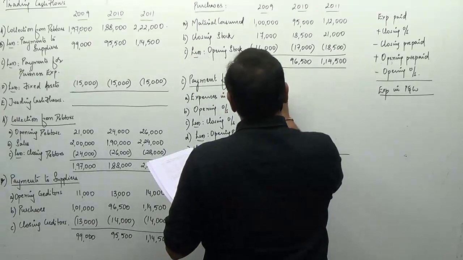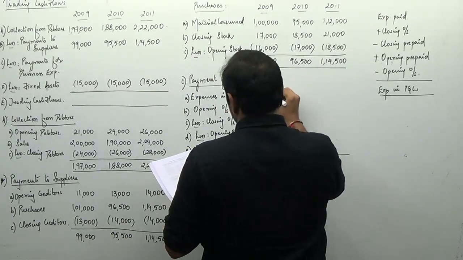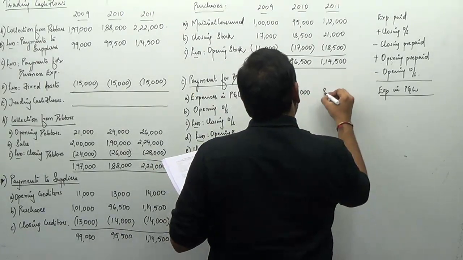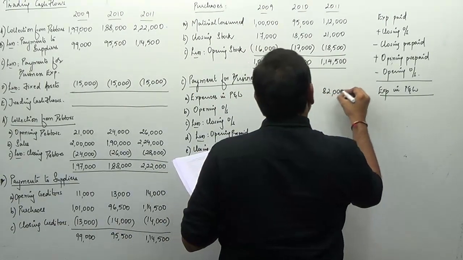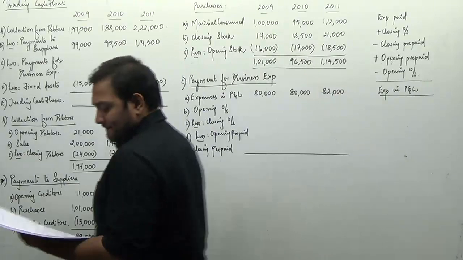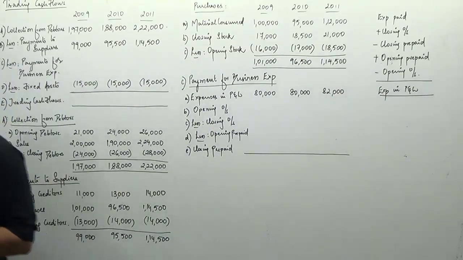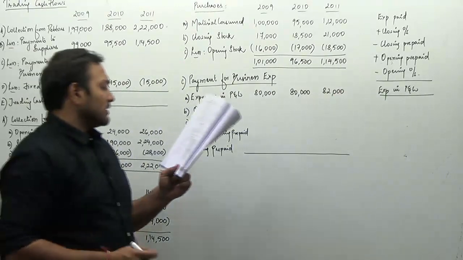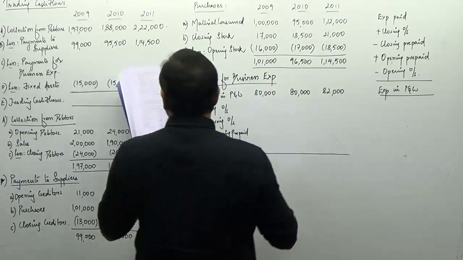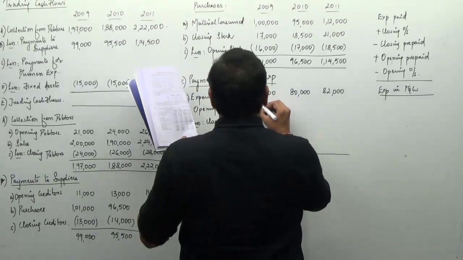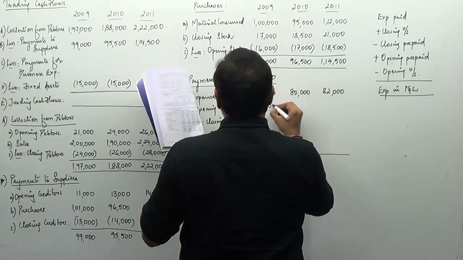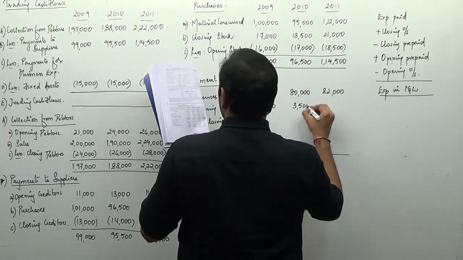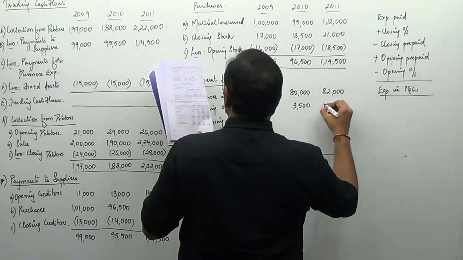P&L expenses, business expenses are 80,000. 80,000 again. Last year being 82,000. Opening outstanding. Last year's closing is current year's opening. Check below. Accrued business expense on the liability side. Last year's closing is 3000. Next it is 3500. Next it is 4500.